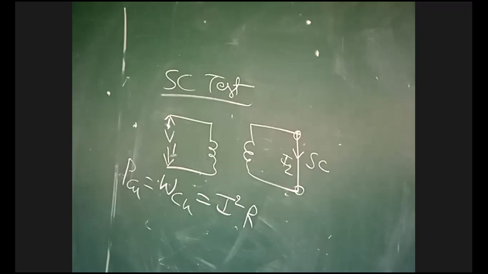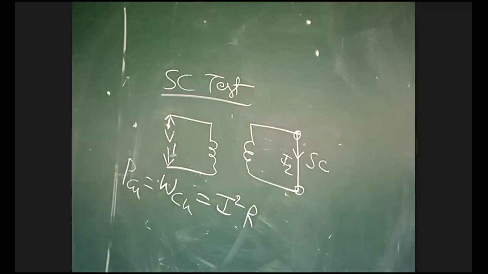Write down a note: apply rated current of the transformer in short circuit. Then we will get complete copper loss of the windings, because windings are made up of copper. Okay. So here we are determining the winding copper loss.